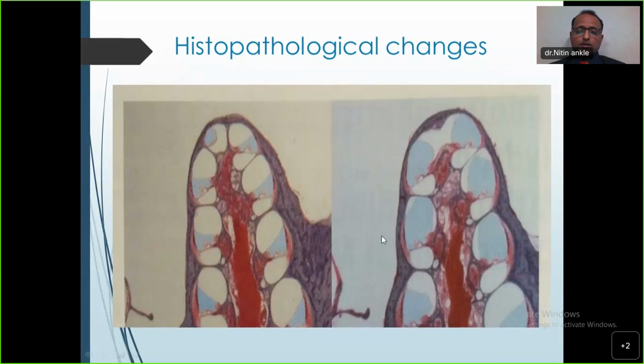Now, on this side where my arrow is pointing is the normal inner ear section, and here is the one with Meniere's disease. You can see the bulging Reissner's membrane, which is almost at the point of rupture, whereas here it is normal. And this is the organ of Corti. And you can see in each and every section the Reissner's membrane is bulging.